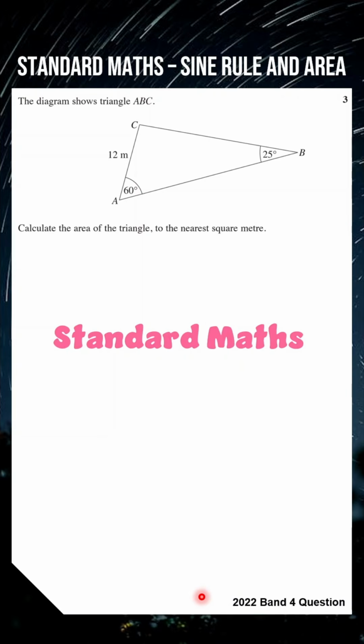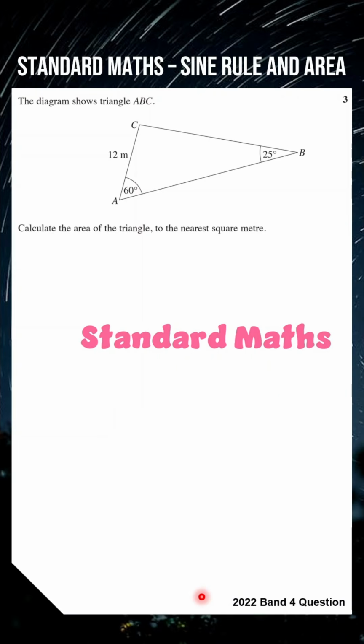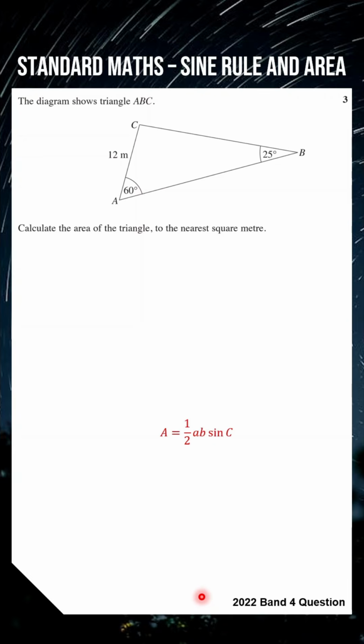Let's have a go at this question for standard math students. We have a triangle ABC and we want to find the area of the triangle to the nearest square meter. Okay, if we want to find the area of a triangle, let's use the area of a triangle formula, which looks like this: half ab sine C.